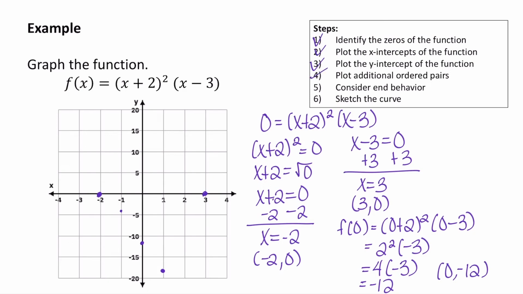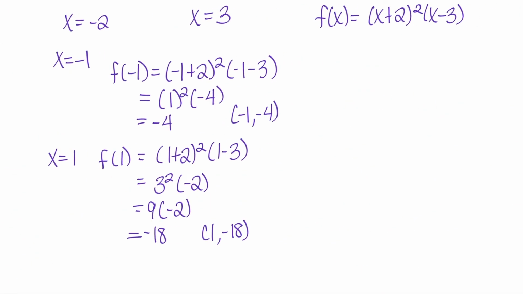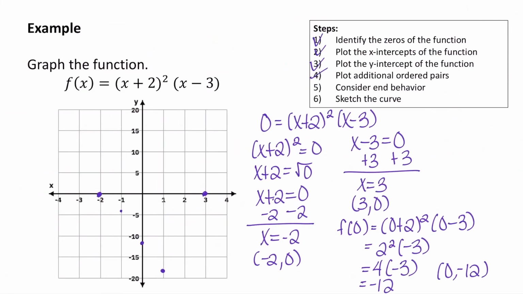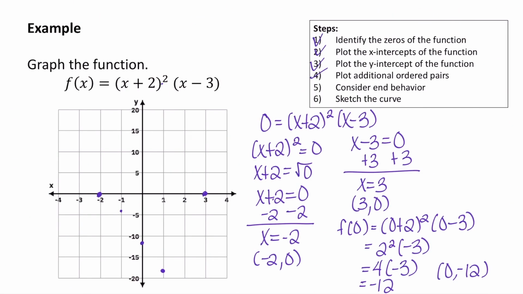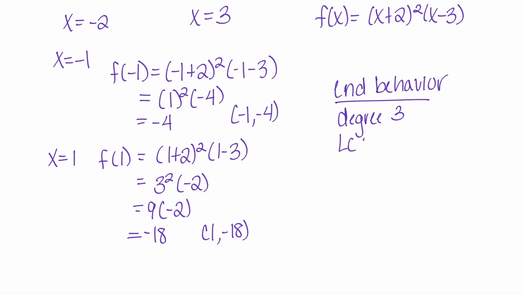Time to think about the end behavior. So end behavior, we need to start off talking about the degree of the function. So we have this squared, so that means we have x squared and then x. So that's going to be 1, 2, 3, third degree. Okay, so we have a degree 3. And then the leading coefficient is positive, right? So we have our leading coefficient greater than 0. So we have an odd function with a positive leading coefficient.